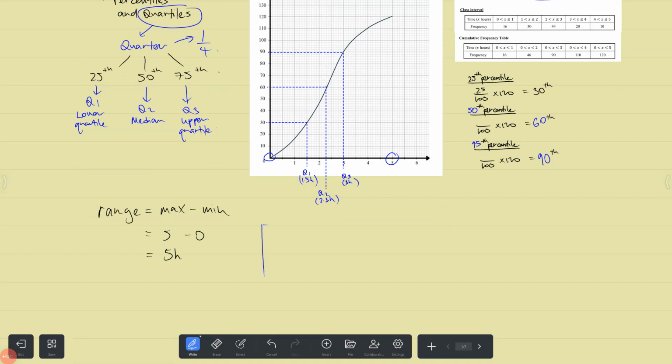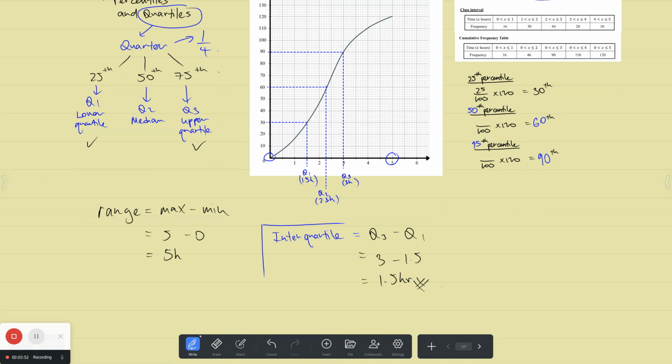The one that's more important for our usage for further questions is when we want to find our interquartile range. Interquartile range, it is a range between the quartiles that are relevant. In this case, it's your Q3 and your Q1. So you take your Q3 value minus your Q1 value, and it will give you 3 hours minus 1.5, and you get 1.5 hours. That's your interquartile range. Alright? Okay, that's it. Thank you.